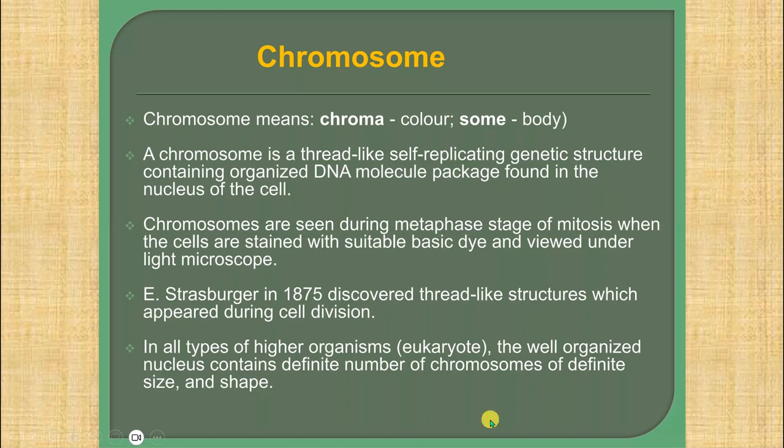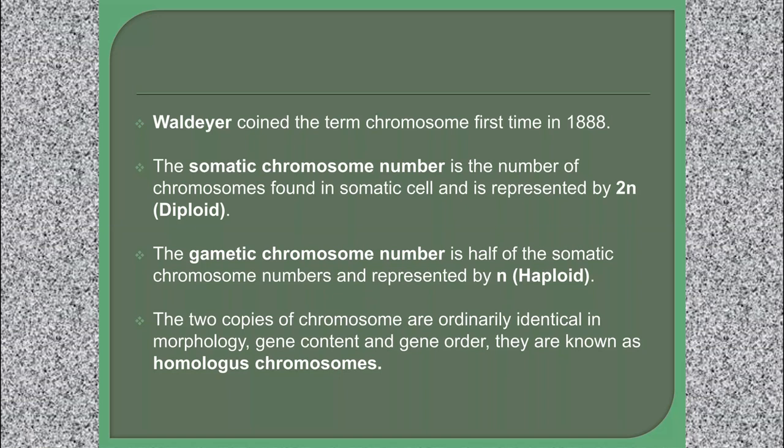All higher organisms, the eukaryotic cells or the animals, have chromosomes, in a very well organized nucleus containing a definite number of chromosomes, and it is very characteristic of each species. It's a fixed thing, defined and shaped. So Waldeyer coined the term chromosomes.